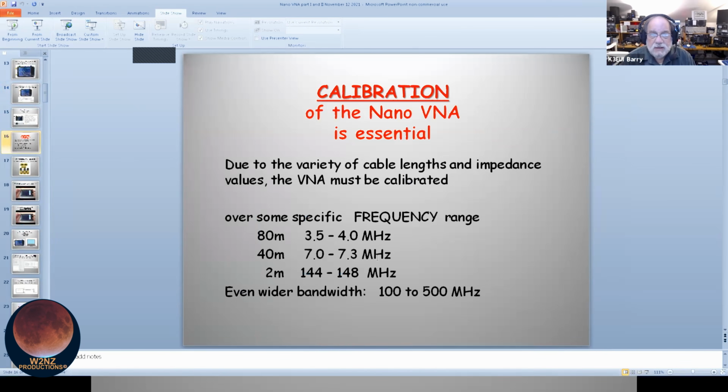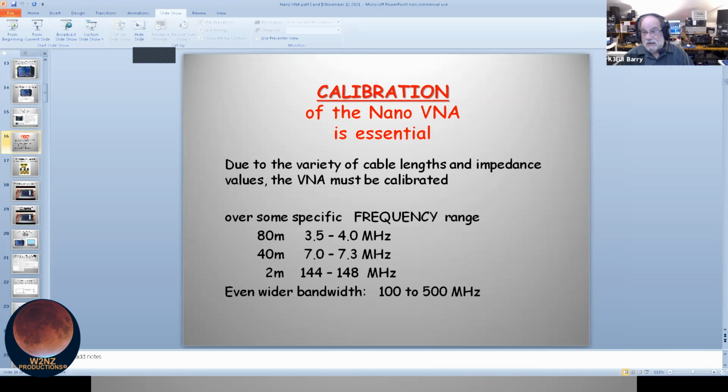So one of the things you have to learn how to do using this device is calibrate it. And you think, I don't have to calibrate my little MFJ meter and Comets. Why do I have to calibrate this? It's a different principle. A calibration does not take long, 5 minutes, but you have to do it over some particular frequency range, like the 80 meter band, 40 meter band. You can calibrate it over a wider bandwidth, but then I think you're forced to use a computer controlling this to store all that data. It doesn't have a lot of memory inside itself. But calibration is essential, but only takes a few minutes.